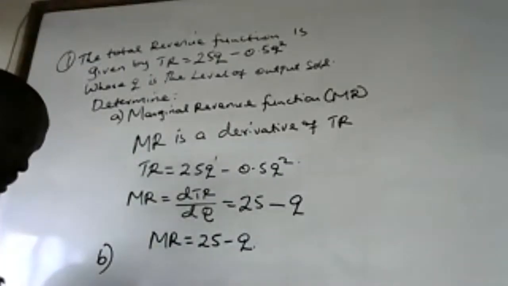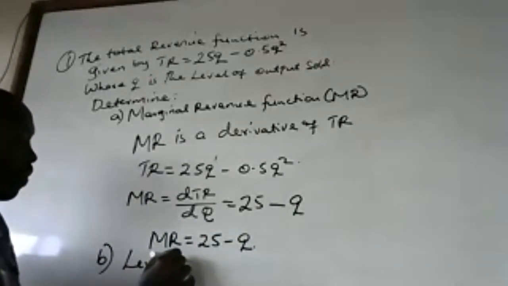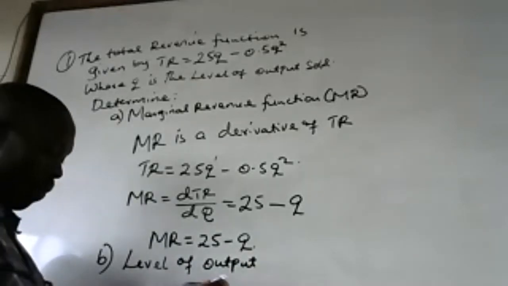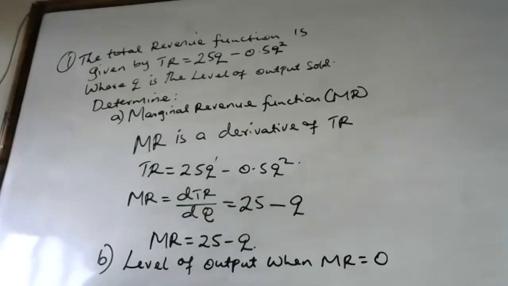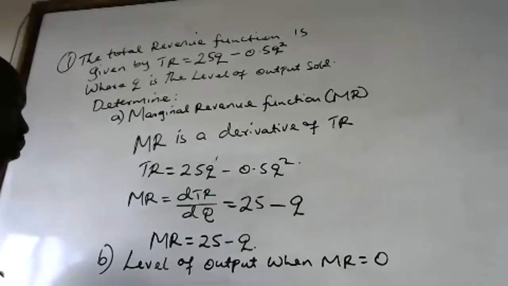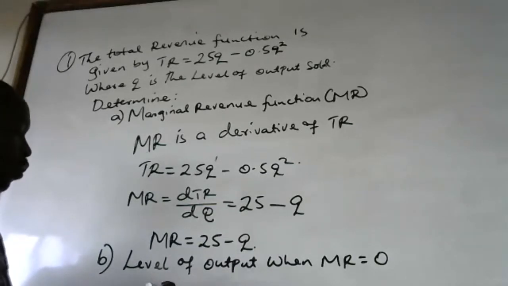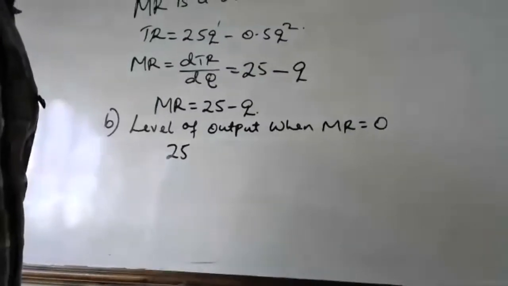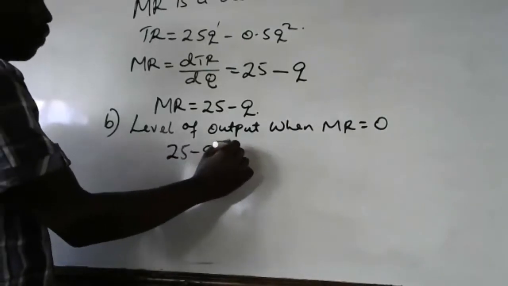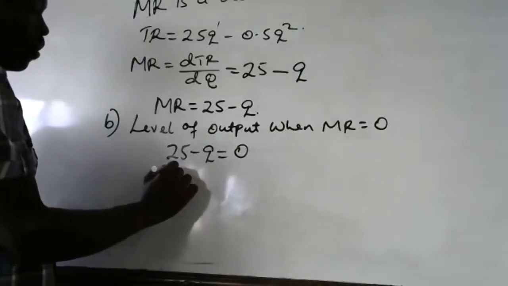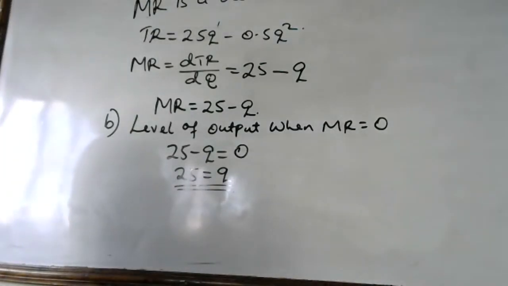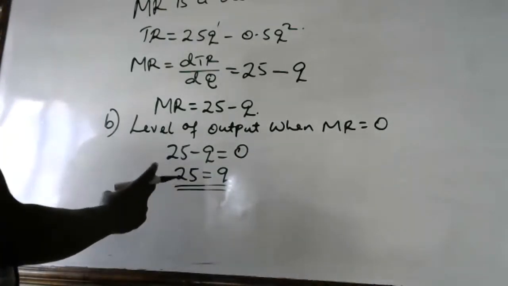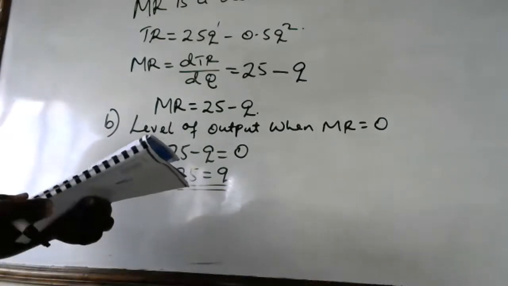Then part B is asking for the level of output when MR is equal to zero. Obviously, if MR is equal to zero and we have the function, then we shall say therefore 25 minus Q should be equal to zero. We take Q to the other side, we find that 25 will be equal to Q. So when MR is equal to zero, the quantity of output is 25.